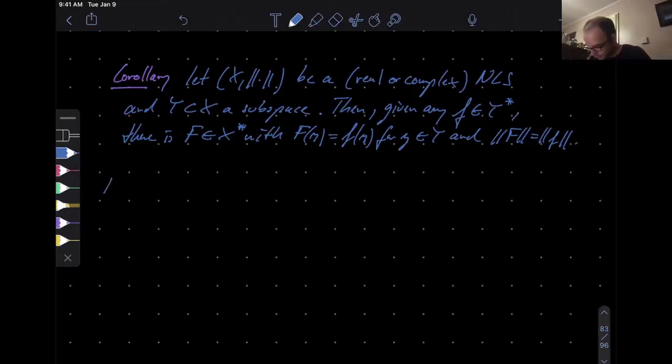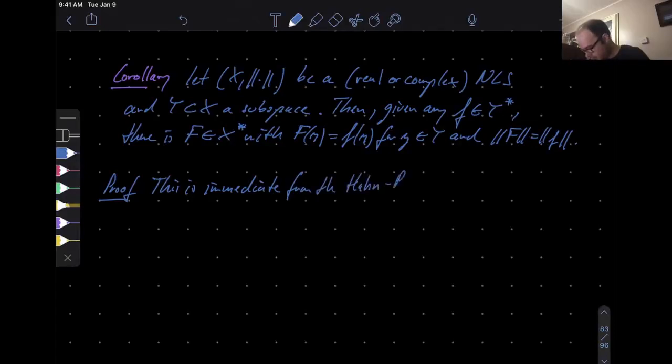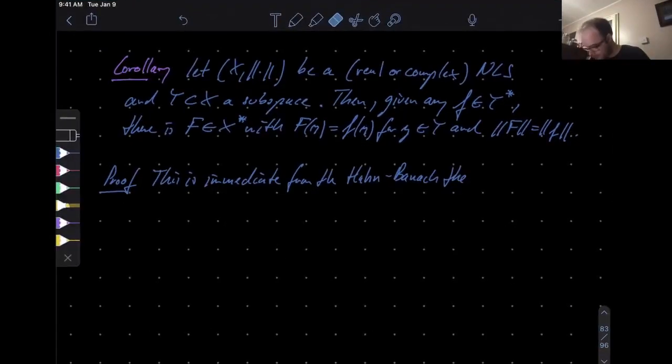Well, there's not much to be done. This is a specialization of the Hahn-Banach theorems. So this is immediate from the Hahn-Banach theorems, with p(x) being just a norm.